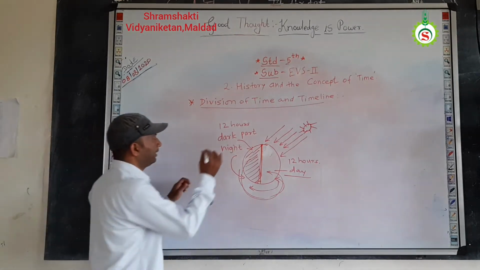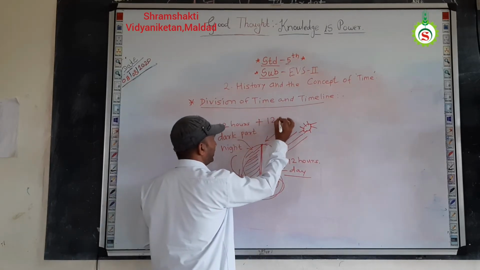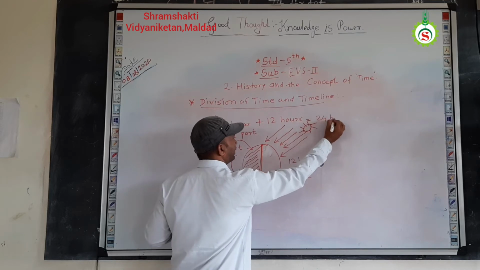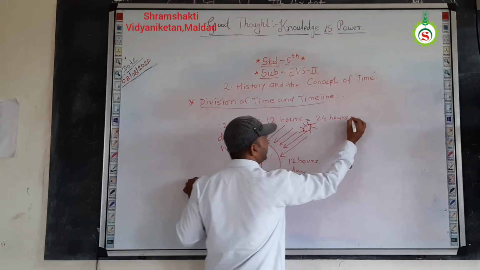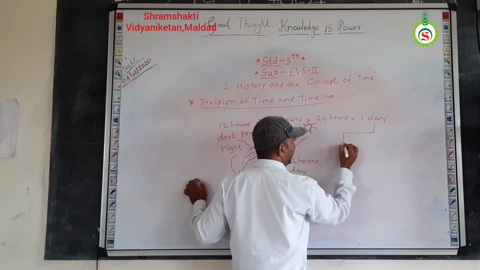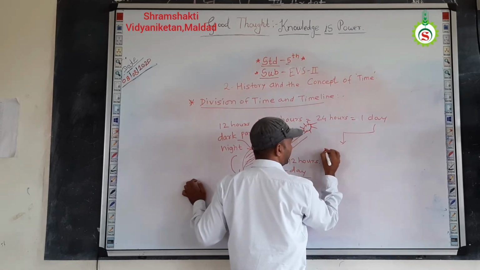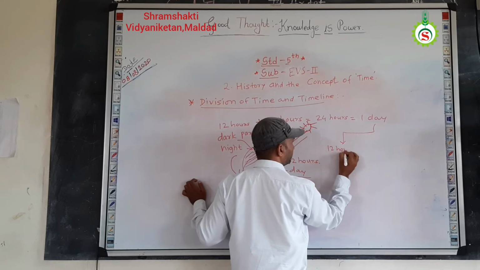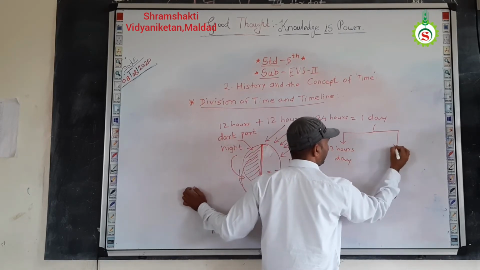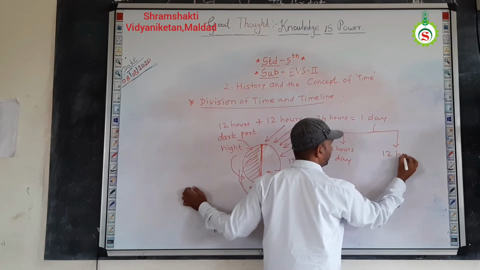And because of that, 12 hours plus 12 hours is equal to 24 hours and it becomes 1 day. So 1 day is divided into 2 parts: for 12 hours there is a day and for the remaining 12 hours there is a night. Understand?